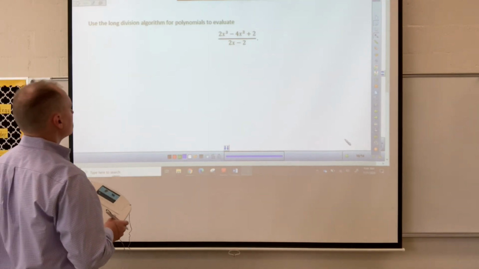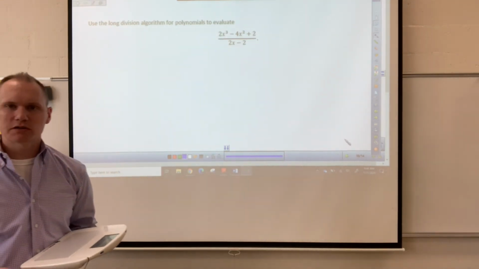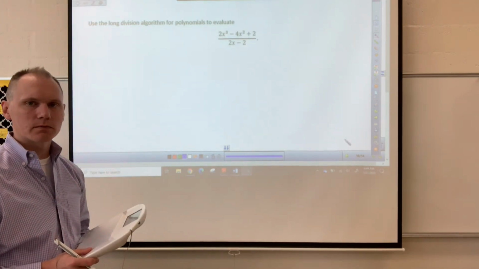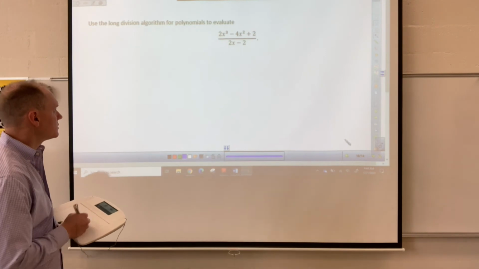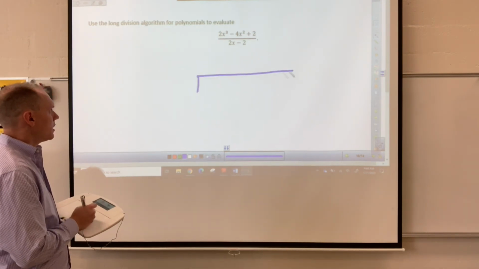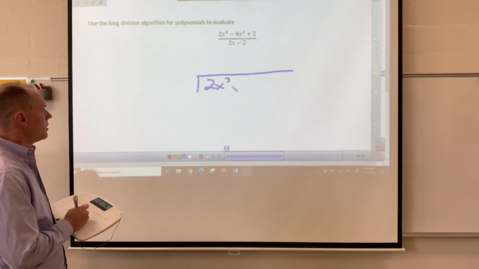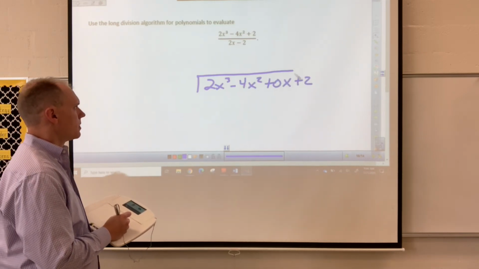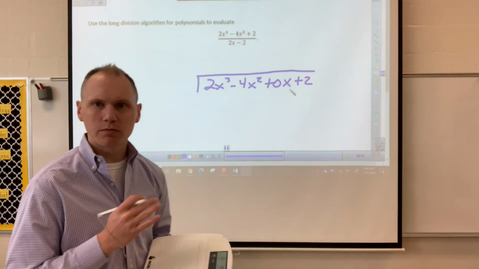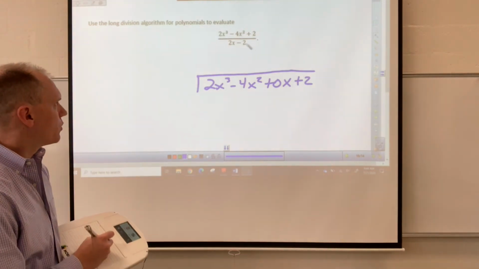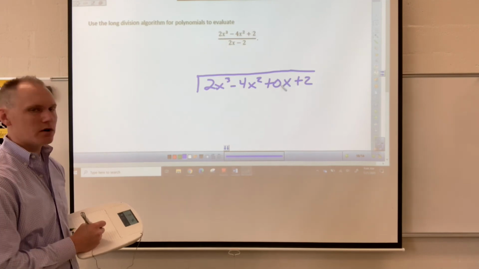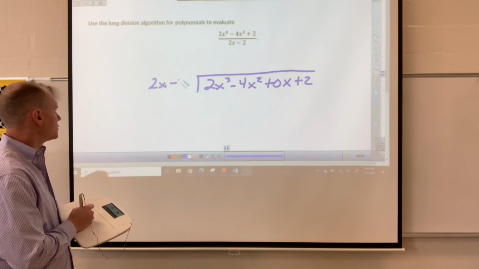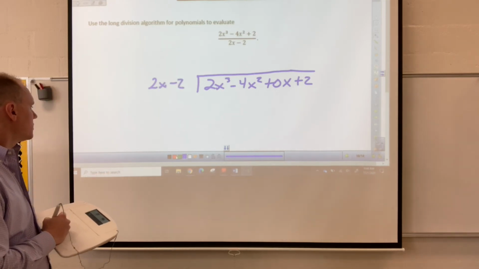So, last one, and then I'll give you a chance to practice a little bit here. So take a moment and see if you can do this one, and then we'll go over it together. Okay, so in this case, we do have a missing term here in the dividend. We have 2x cubed minus 4x squared plus 0x plus 2. I really want to encourage you to put those placeholders in. There wasn't an x term here, so we had to put 0 in for that spot. All right, then we have 2x minus 2 as our divisor. Okay, let's go ahead and start.